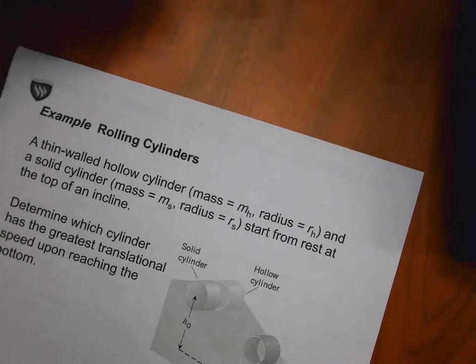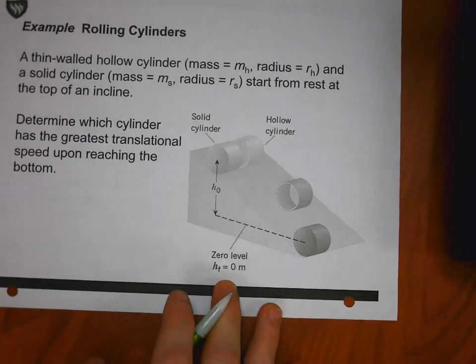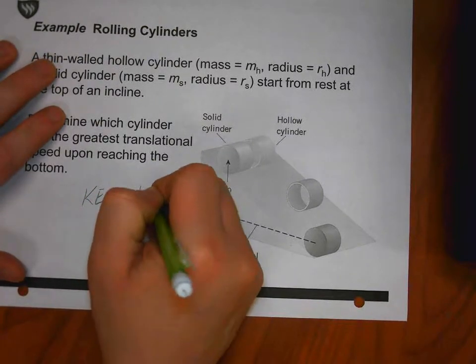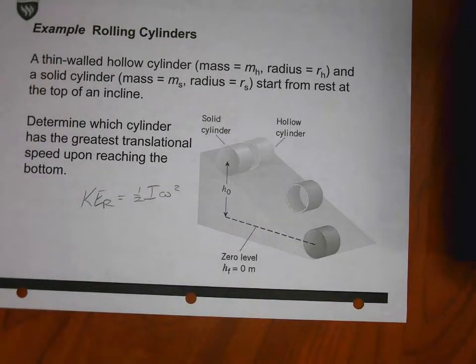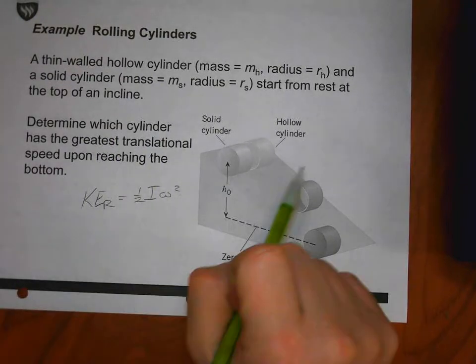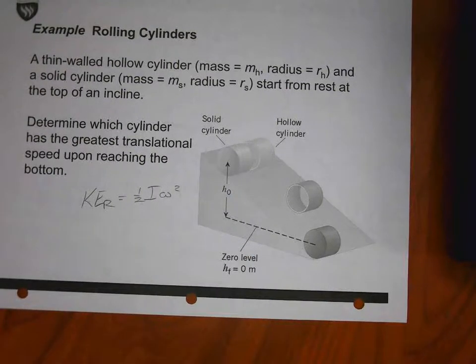All right, we are now finally getting to rotational kinetic energy, which is equal to 1/2 I omega squared, which is very close to kinetic energy in the translational sense, which is 1/2 mv squared. But anyways, the problem says we have a hollow cylinder and a solid cylinder starting from rest at the top of the incline. Determine which cylinder has the greatest translational speed upon reaching the bottom.